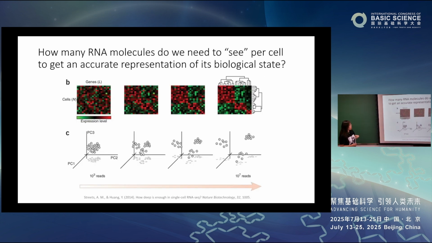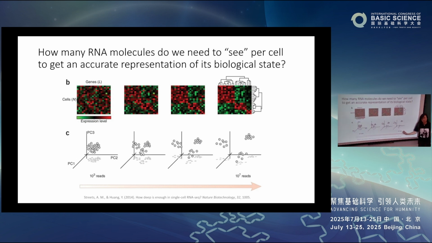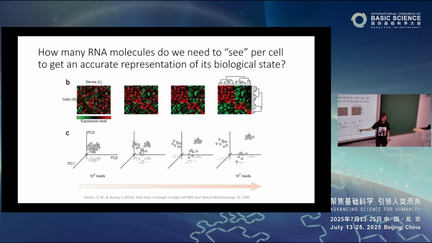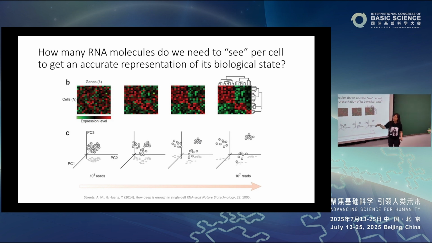So when we say data denoising, what we mean is that as you sequence more molecules per cell, you're going to see more structure. So let's say that there are 3 cell types. Your cells could come from 3 different cell types, so that would be 3 different clusters. If you were to sequence 1 million reads per cell, then you're going to see that structure very clearly, whether through a PCA or through a heat map.